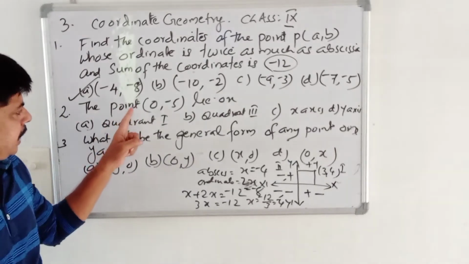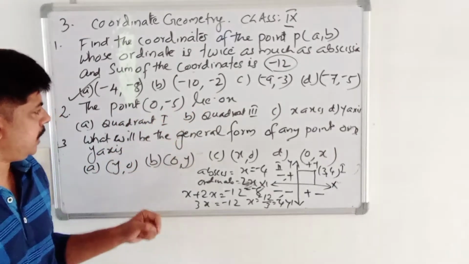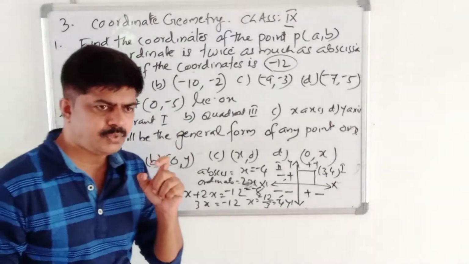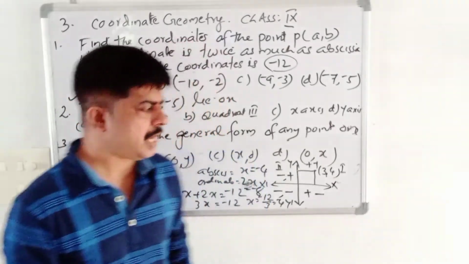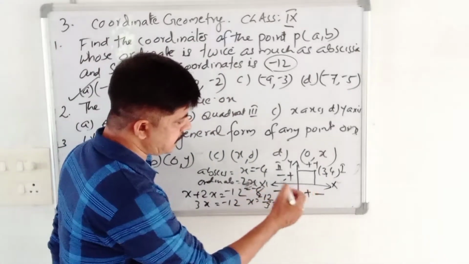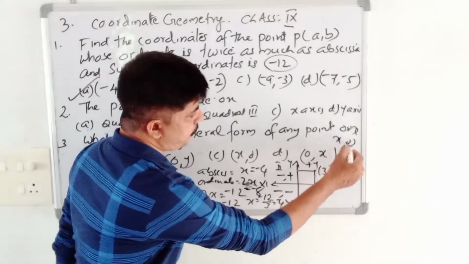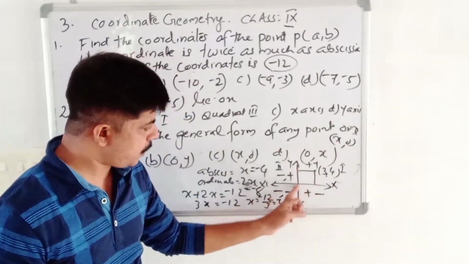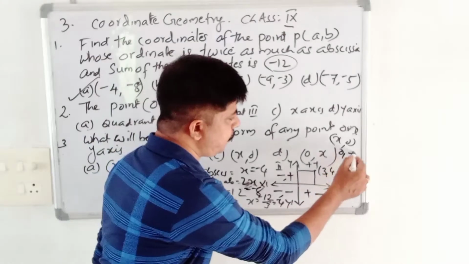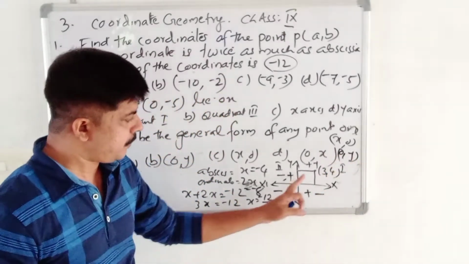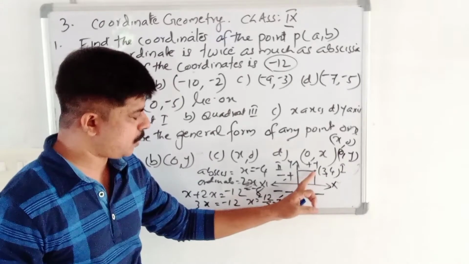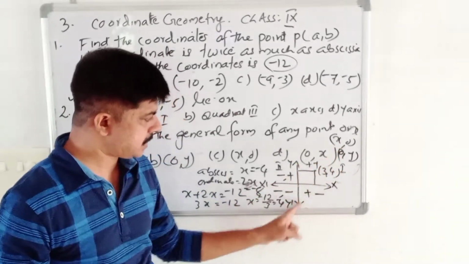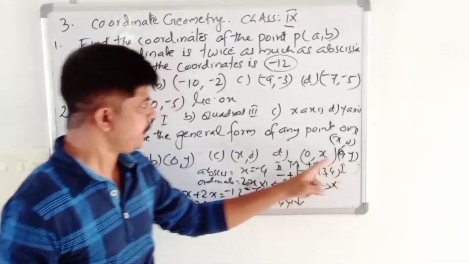Now come to the second question. The point (0, negative 5) lies on what? You have to understand that every point on the x-axis is of the form (x, 0). Every point on the y-axis is of the form (0, y). But in a quadrant, we never have 0.